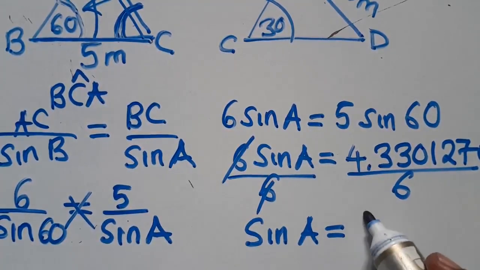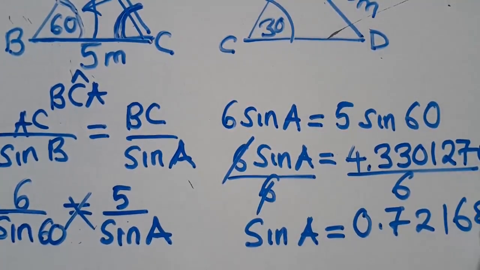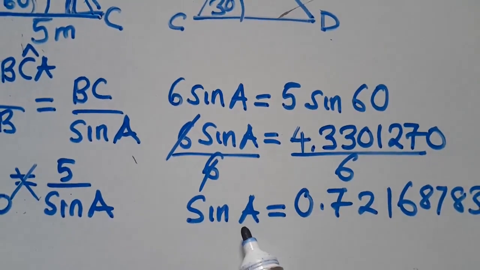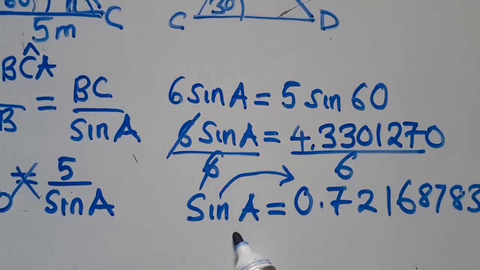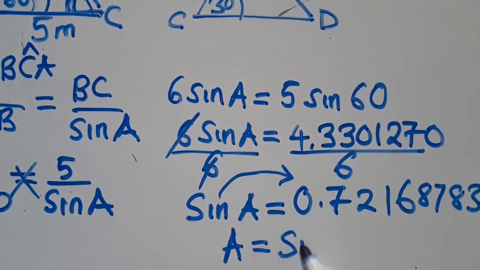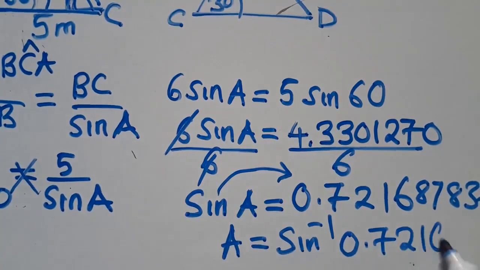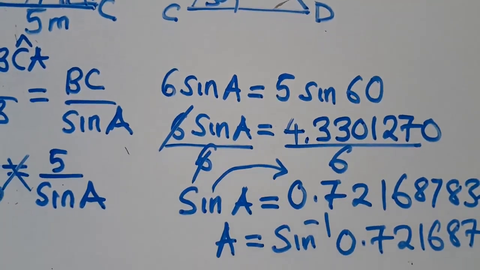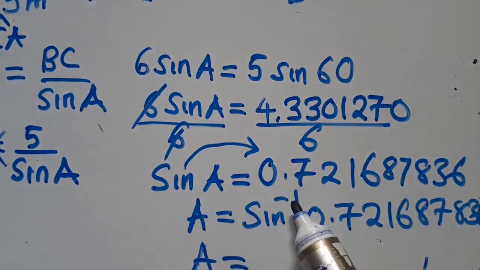What are you going to get? You're going to get 0.721687836. So you are not told to find sine A. You want to find A. So this sine will go to the other side of the equation. You're going to have A is equal to sine inverse of 0.721687836. When sine goes this side, it becomes inverse.